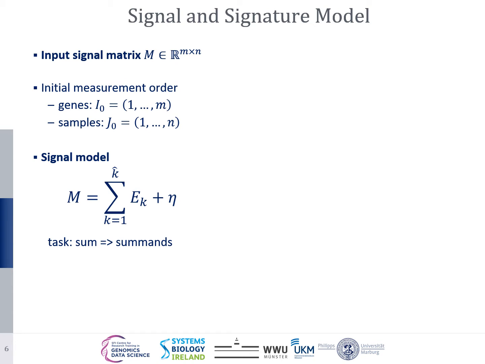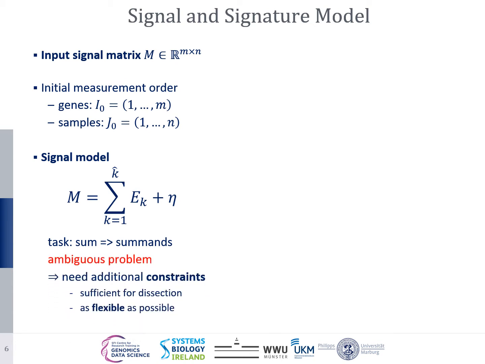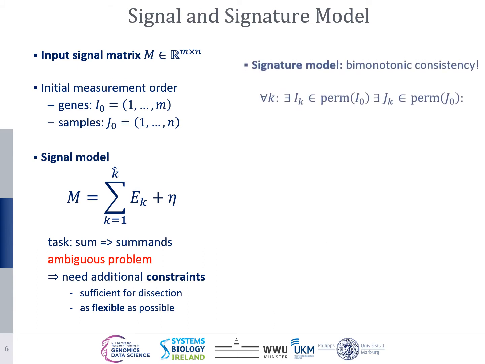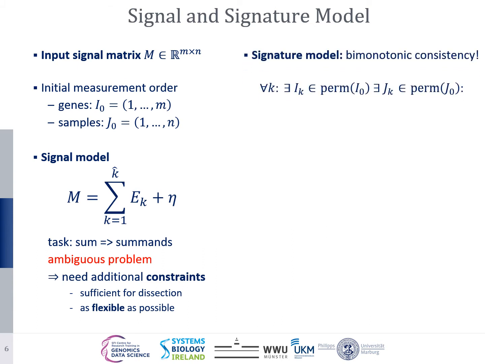And of course, that's a highly ambiguous problem, so we need additional mathematical constraints that are sufficient for that dissection. And these constraints should be as flexible as possible in order to fit as broad a range of natural phenomena as possible. Which brings me to my bimonotonic consistency model for the signatures.